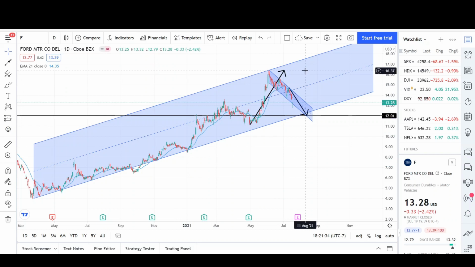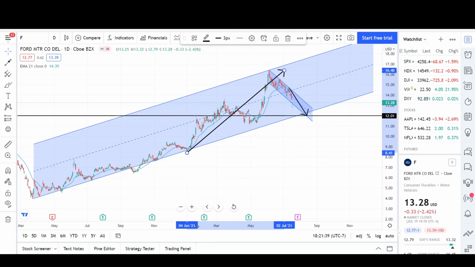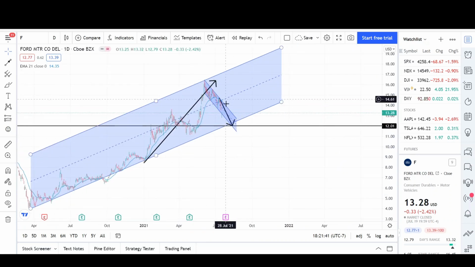We went right to that $16.37 level and sold off. However, now let's just say we're going to have a correction all the way back to the channel and then another leg up that is the same size as this first leg. And let's just say this measured move is the bottom at the $12 level.